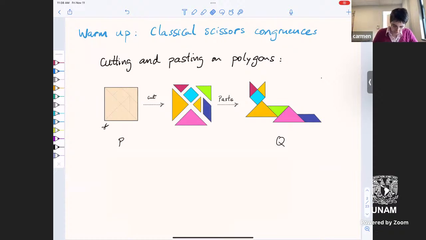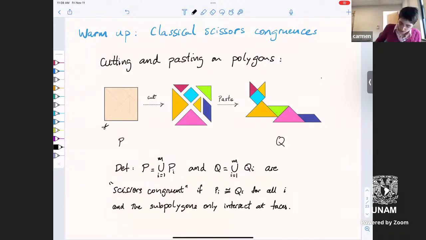Okay, a little bit more formally, we have this definition. So when are two polygons cut and paste equivalent? You have your first polygon, which is subdivided here into a bunch of sub-polygons, and it's a union of that. And you would have another polygon Q, which is also subdivided. You say that they are scissors congruent if you have this isomorphism between all of the pieces. Each of the pieces corresponds, and the only thing you're doing, as the picture is already very explicit, is moving pieces around and pasting them back.